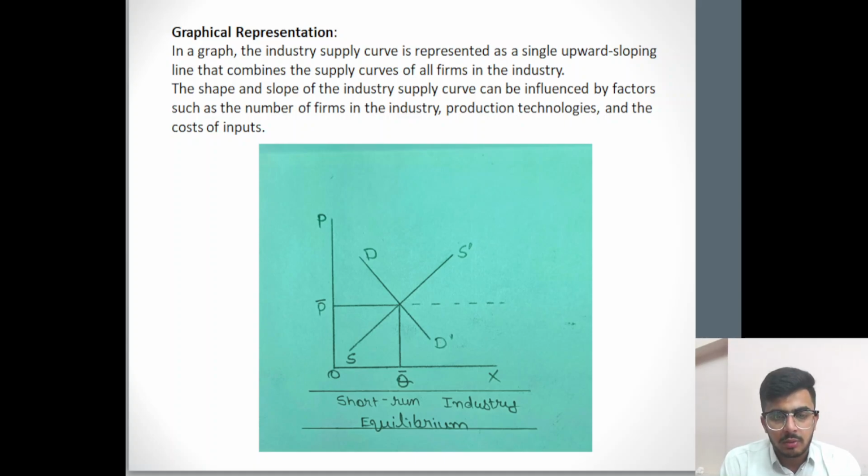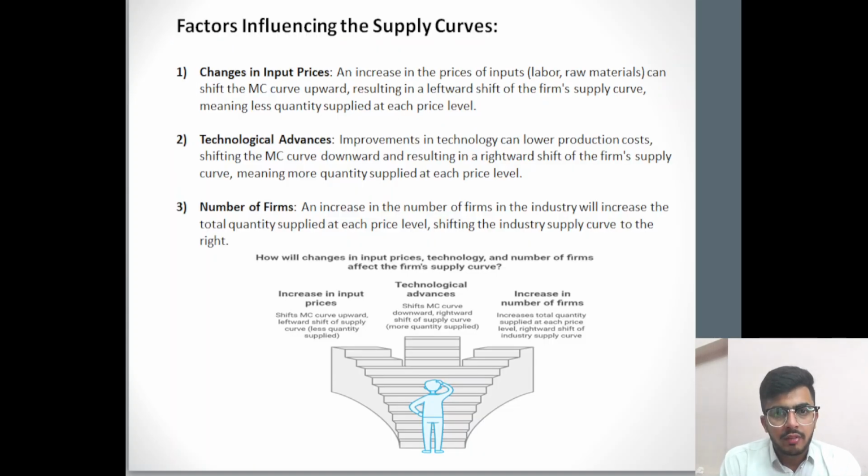Short-run industry equilibrium, and factors influencing the supply curve. There are some factors like a change in input prices. An increase in the prices of inputs, such as labor and raw material, can shift the marginal cost curve upwards, resulting in a leftward shift of the firm's supply curve, meaning less quantity supplied at each price level.